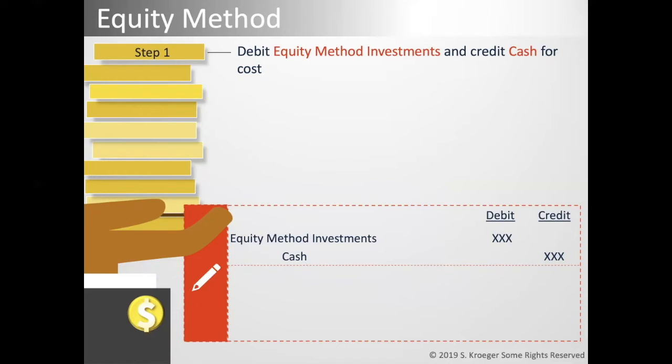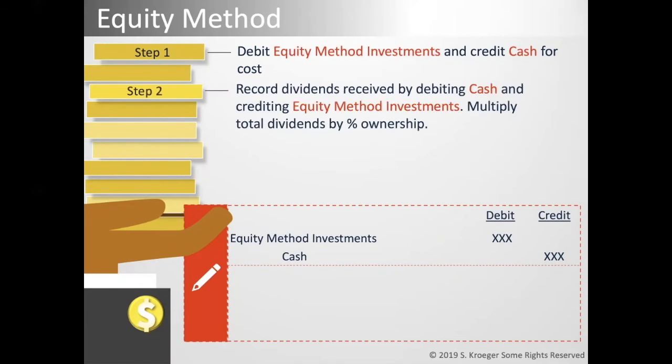The next part is where it gets a little tricky. We're going to account for any dividends received a little differently than under the fair value method. When our investment pays us dividends, we do record this as cash. However, the credit is not dividend revenue. Instead, we credit the equity method investment account. We are essentially lowering the value of our investment.